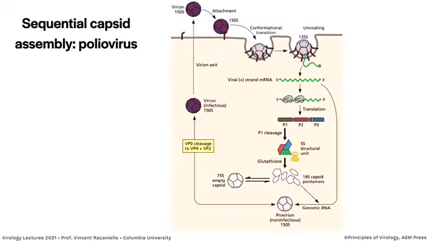We have two broad ways that virus particles come together. The first is by sequential assembly. We've just touched on this already for the bacteriophage. But for some viruses, this accounts for all of the assembly.